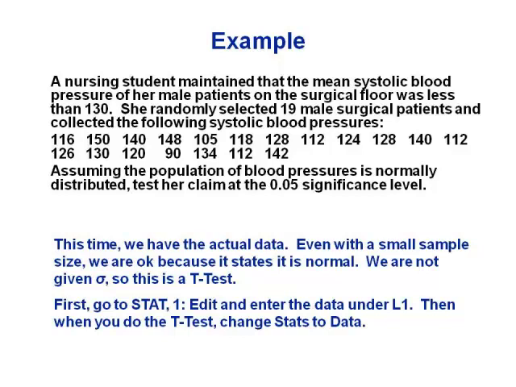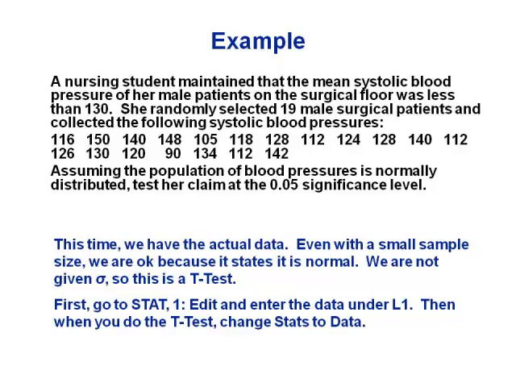So we have a nursing student. She believes that the males on her floor have a mean blood pressure less than 130. So she samples 19 patients, and there's the list of all of their blood pressures. Now, there's only 19, but we are told that it's normally distributed. We are not given a population standard deviation. You could have a data case that then said, assume the population standard deviation is whatever, and then it would be a z-test, and the z-test also has a data option. But this one does not give us a population standard deviation, so this one will end up being a t-test.